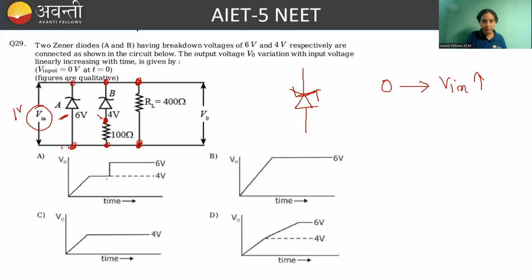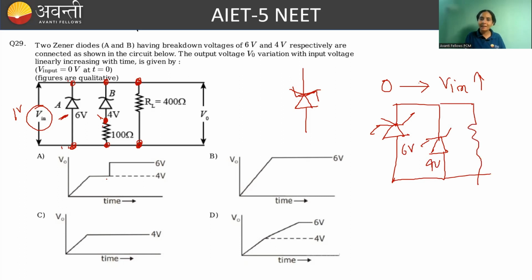Why I picked this question, I will let you know. Suppose this question is like this: one branch, and another branch where there is only a Zener diode, no resistance. Its breakdown voltage is 6 volt and it's 4 volt, and then there is a load here. It is asked what will be the voltage variation across the load. As we increase input voltage, across this Zener diode it will increase, and these two are in parallel.